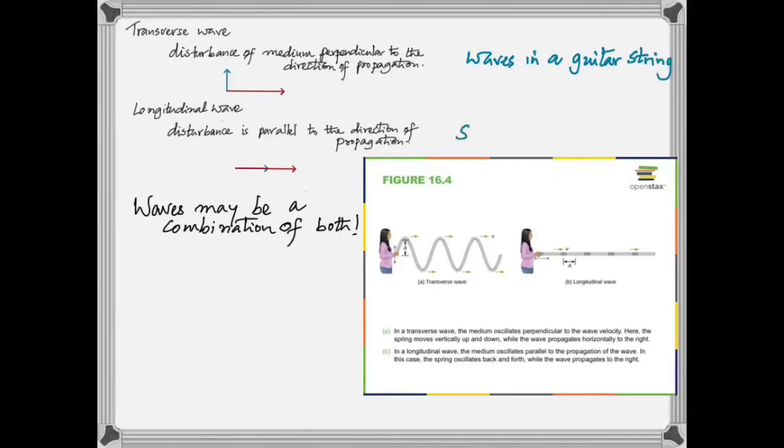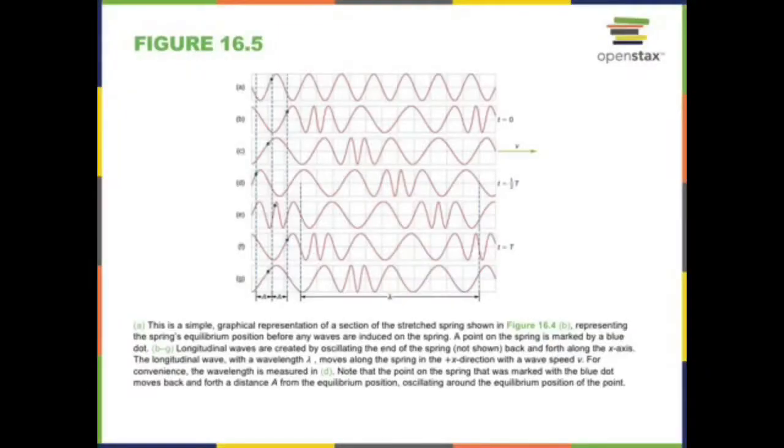I've given examples here. A transverse wave is a wave in a guitar string. Longitudinal waves are sound waves in a fluid, which means sound waves propagating through air. And as explained before, a combination of these may be the ocean waves. This diagram represents a longitudinal wave through a stretched spring, in fact.